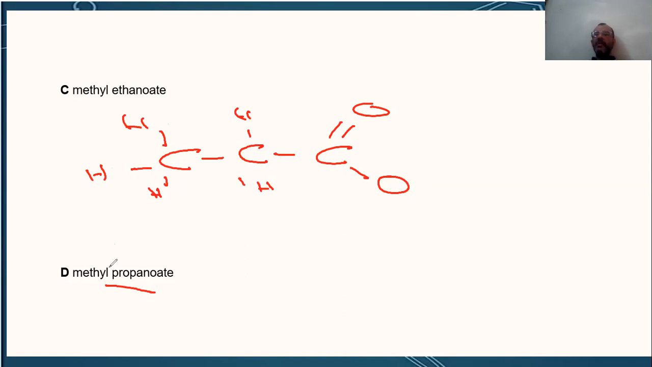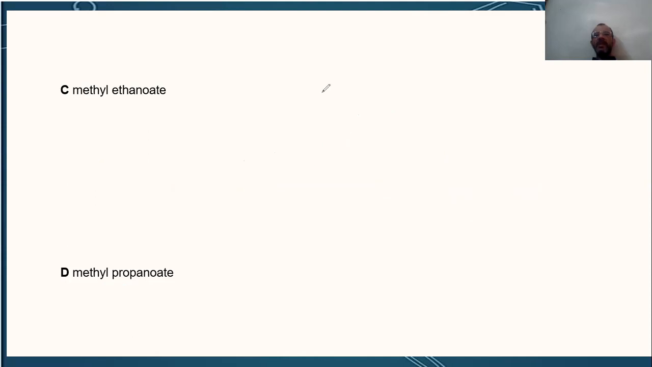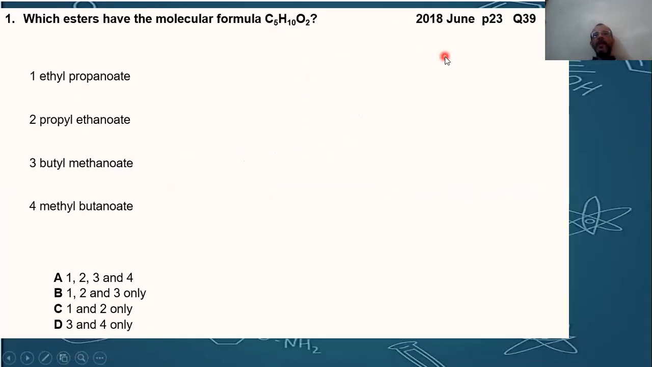Methyl comes from the alcohol, so this one will be like this: one carbon atom here. That's the structure of methyl propanoate. I think it's clear now. Let's take the next question to see how we can solve it.